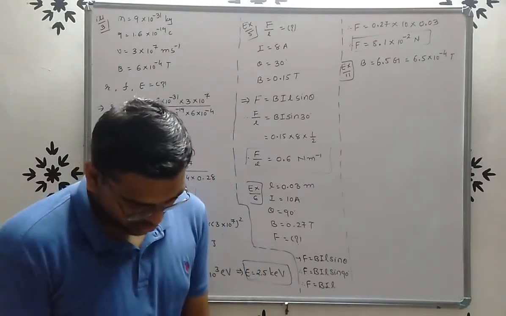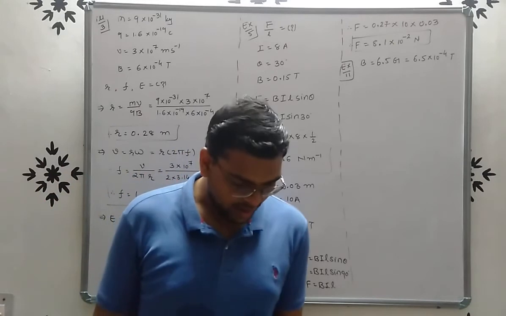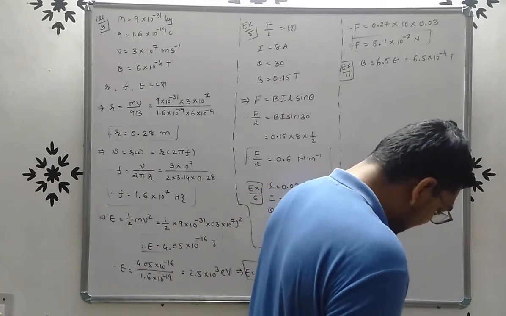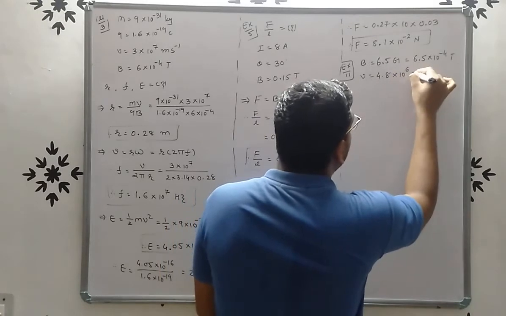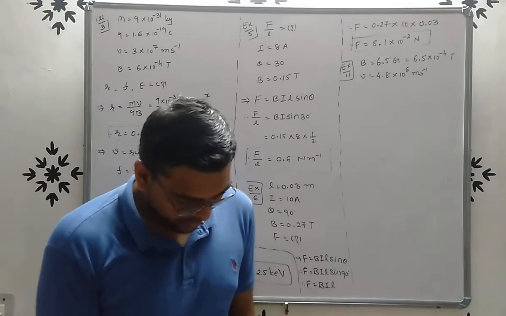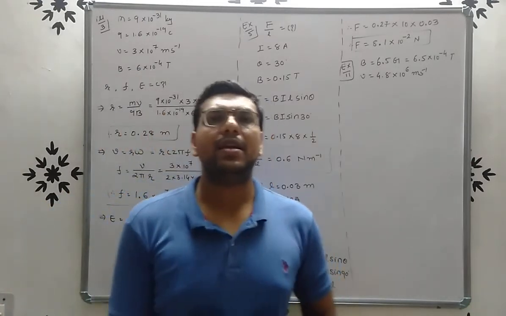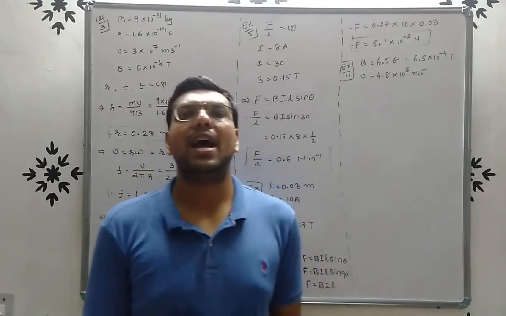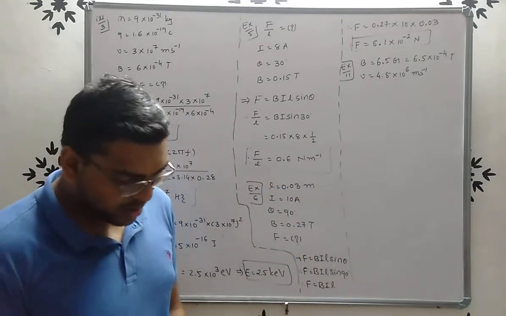An electron is shot into the field with a speed of 4.8 into 10 raised to 6 meter per second, normal to the field. So here the speed is given, V is 4.8 into 10 raised to 6 meter per second. Explain why the path of the electron is a circle. We already discussed that the path of the electron is a circle because the directions of V and B are perpendicular, right? Now determine the radius of the circular orbit.